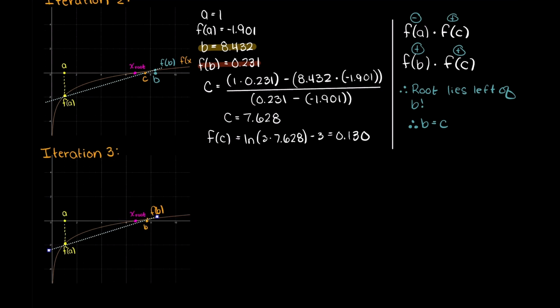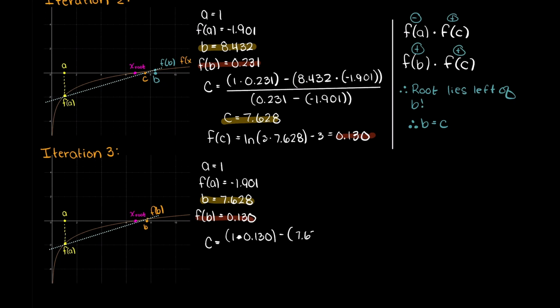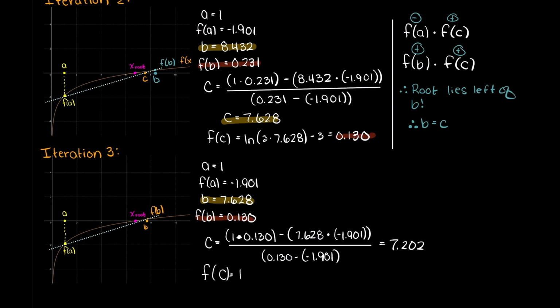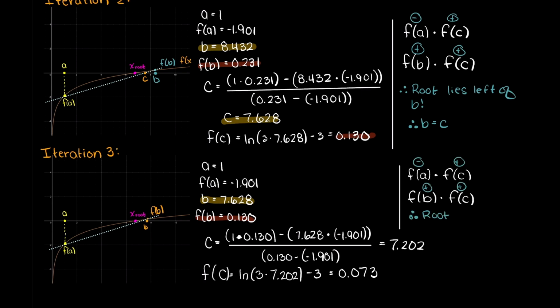Our a values will remain untouched, and this iteration's b values are just our past c values. Now, solving for our new c, we get 7.202, which into our function equals 0.073, which again will push our upper root boundary b to the left. There we go, we just completed 3 iterations of the false position method by hand.